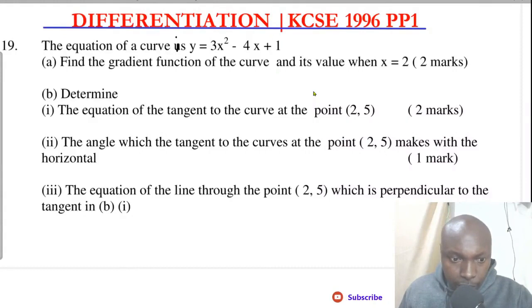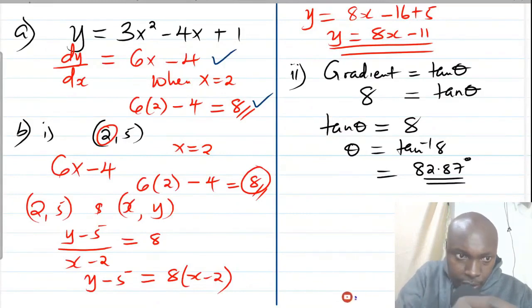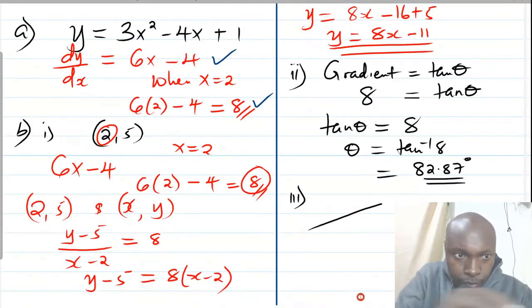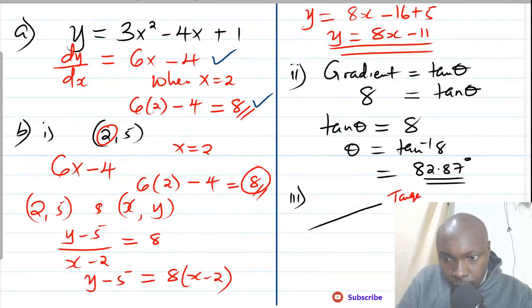The last part of the question, that is part 3, asks for the equation of the line through the point (2, 5) which is perpendicular to the tangent. That is the equation of the normal. The line that is perpendicular to the tangent is the normal. So if I do a rough sketch here, if this is the tangent, the line that is perpendicular to that tangent is the normal, and that is what you're supposed to get.